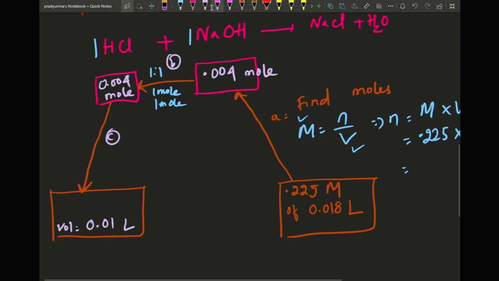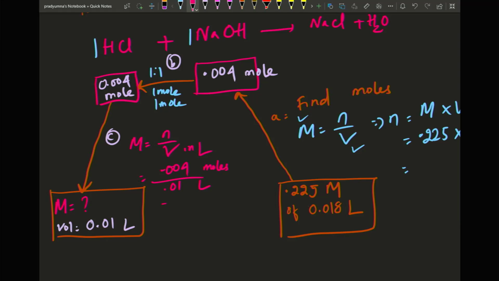Okay, so in that scenario, what we need is capital M. That's the thing we need. So it is capital M equals N by V. V must be in liter. Okay, what is N? N is the number of moles. And what is the number of moles? We just found out that it is 0.004 moles. And what is the V in liter? That's given already in your question, 0.01 liter.